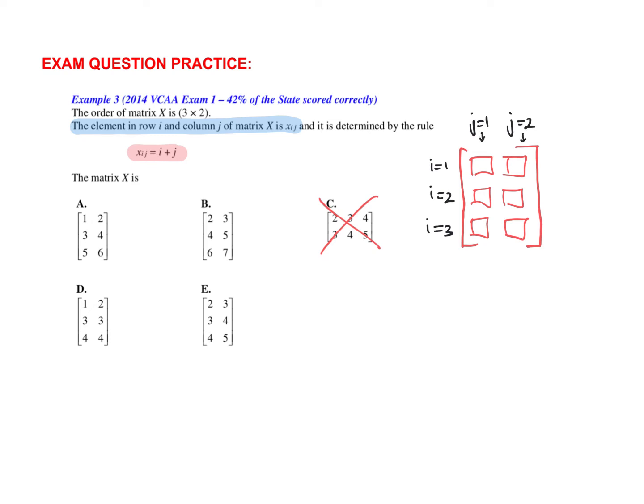Okay? So if I look here, they're saying add them. So i is 1 and j is 1, so 1 plus 1 is 2. For this one, i is 1 and j is 2, so it equals 3. And what about the rest? We've got 2 plus 1 is 3, 2 plus 2 is 4, 3 plus 1 is 4, and 3 plus 2 is 5. So I'm looking for the one where it says 2, 3, 4, 5, and that was E.